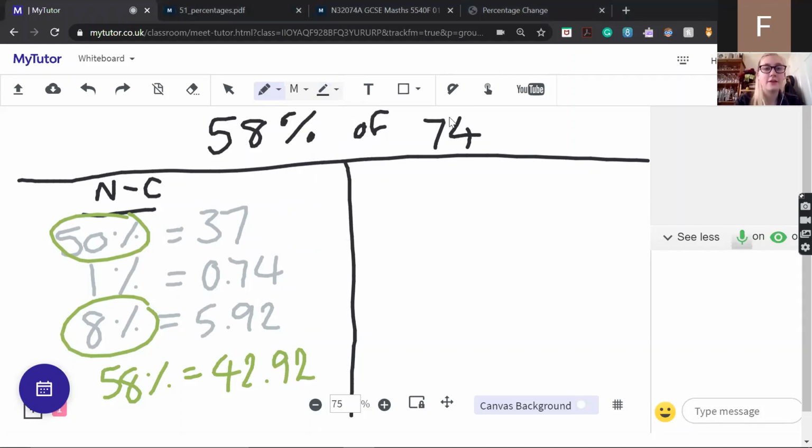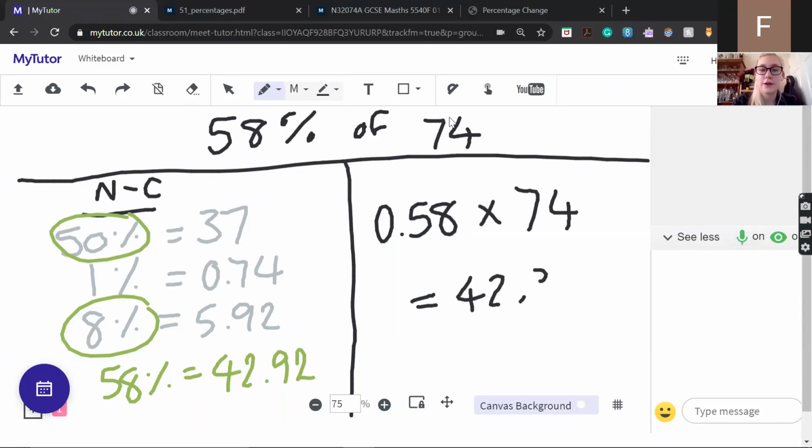And then our other method, which is much quicker, we see that our multiplier is 0.58, and we times that by our 74. And that will also give us 42.92. So if you have a calculator, use the multiplier method. Look how much time that saves, and there's so much less room for error.